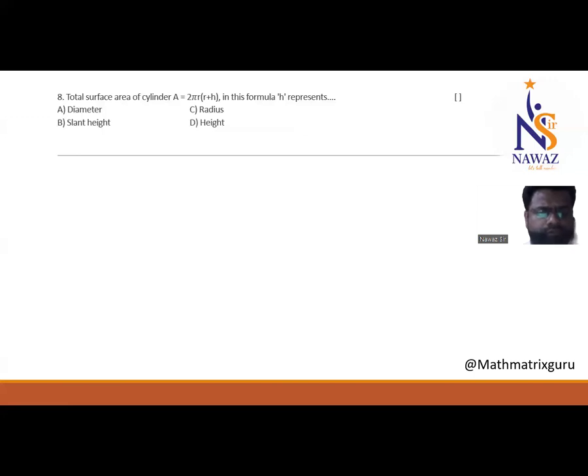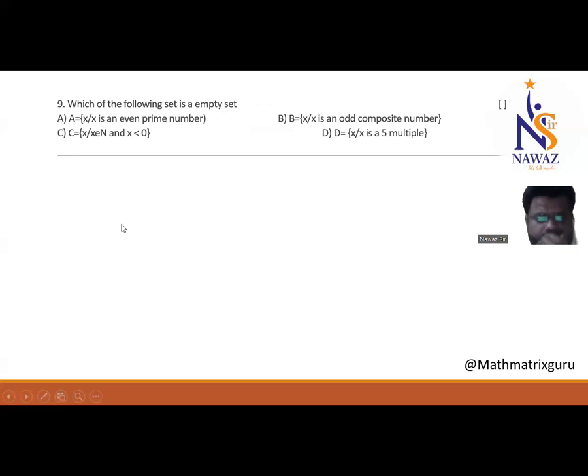Here the formula for total surface area is given, that is A equal to 2 pi r into (r plus h). In this formula, what does h represent? So the answer for this one is h is nothing but height. So D is the correct one. Let's go for the next one.